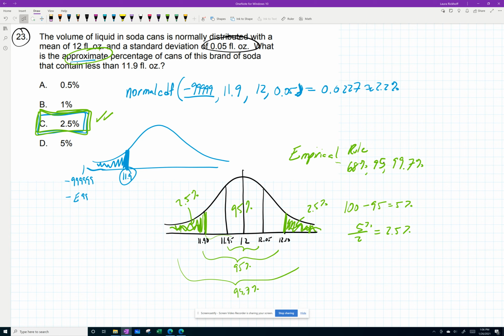Yeah, so that's awesome. So calculator, empirical rule. You could also do it with a z-table if you didn't have a calculator. But yeah, we don't use a lot of z-tables anymore. The calculators are taking over. Z-tables are kind of antique now.